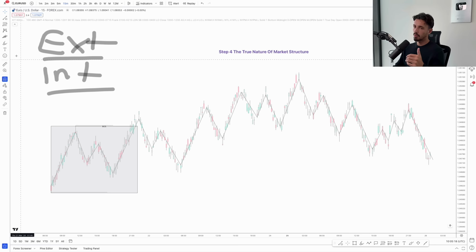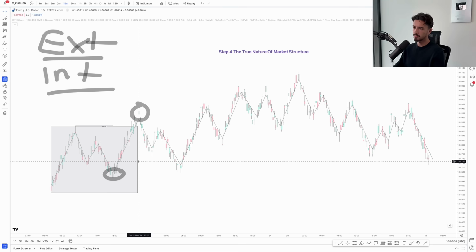Is it here? Well, no, because after this, price continued trading lower. Is it here? Well, yes, because this is the lowest point before price broke out of that range. So it's very simple. Now we can say, this is our swing low. Confirmed. This is our swing high. Confirmed, right?